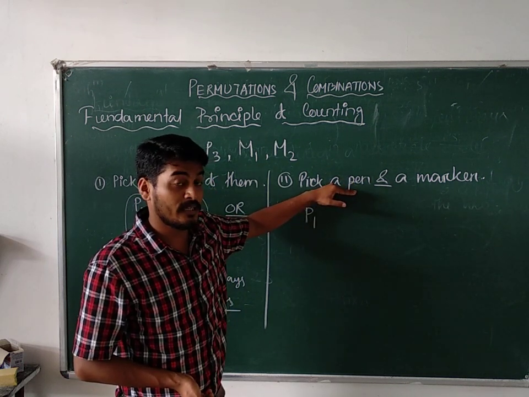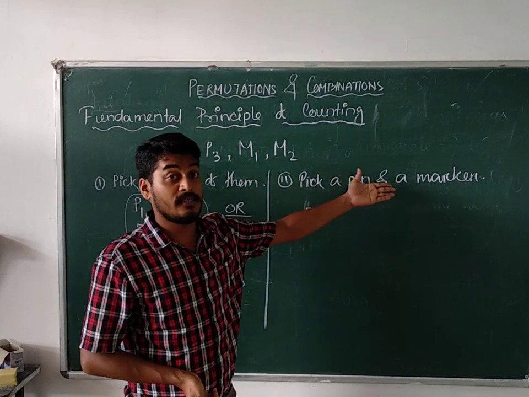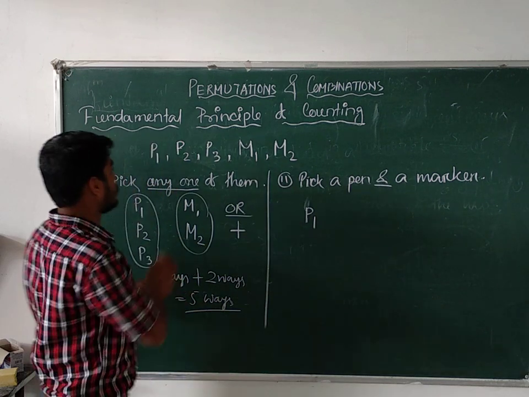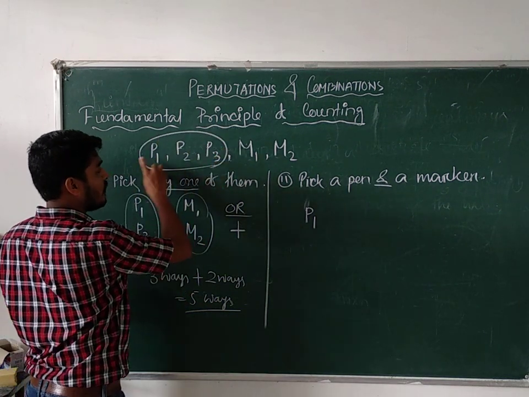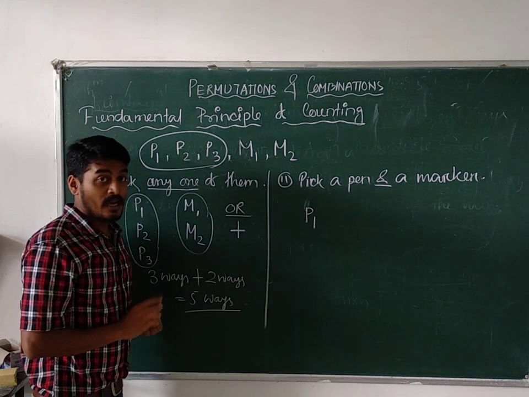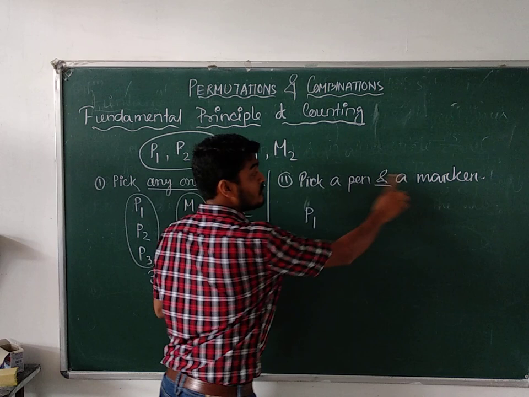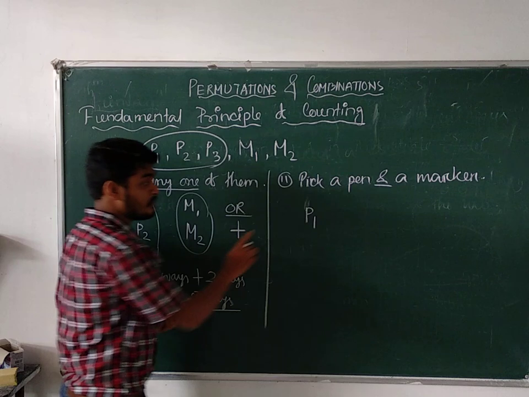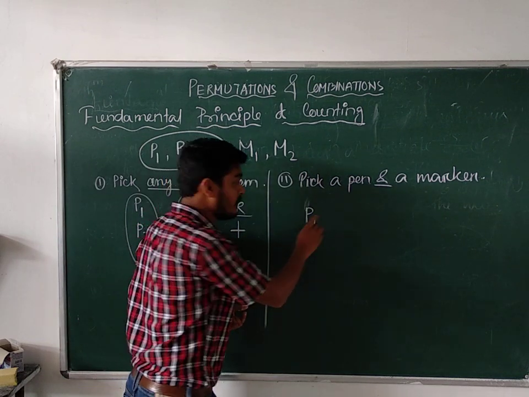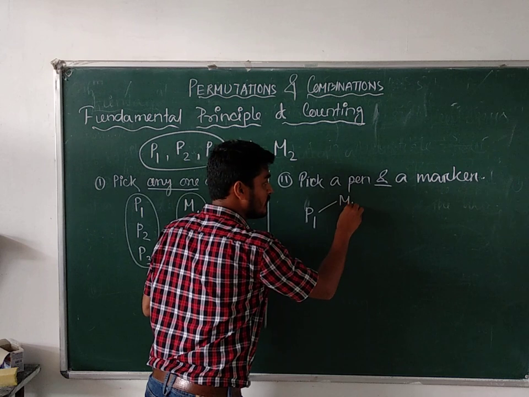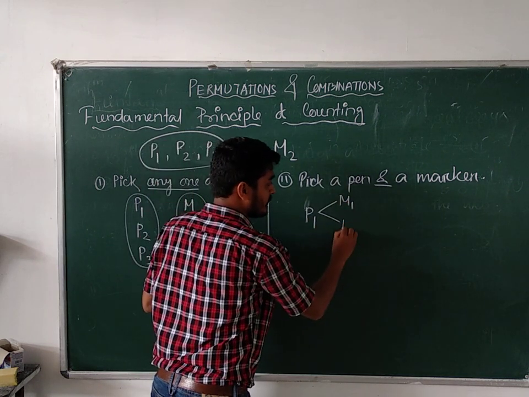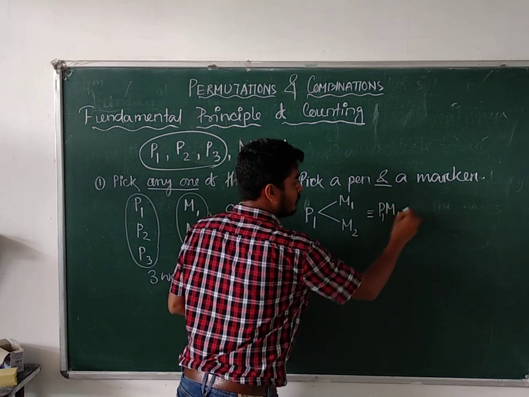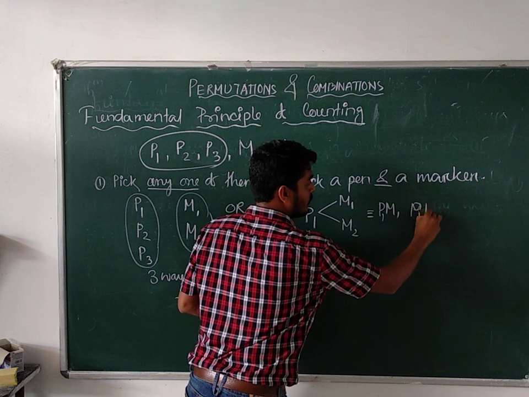You have to select one pen. After selecting the pen, you have to select one marker. Suppose you have selected pen 1. After selecting the pen, from these 3 different objects, out of 3 different objects you have selected pen 1. After selecting the pen, you have to select a marker. So how many markers are available with us? 2. That is, after selecting pen 1, there are 2 possibilities. You can select marker 1 or you can select marker 2. That is only 2 possibilities, P1M1, P1M2. Am I correct?